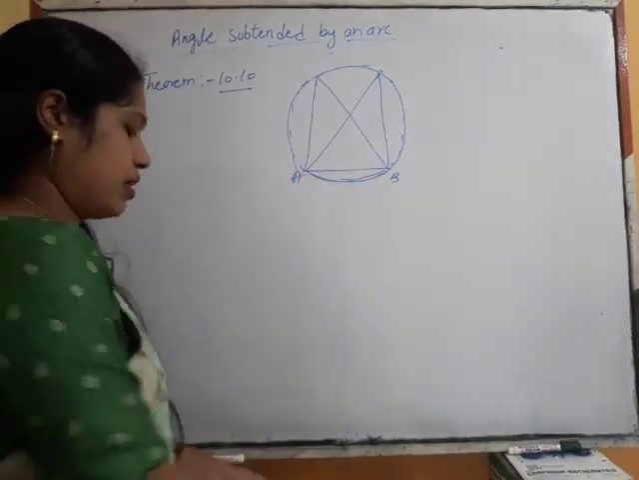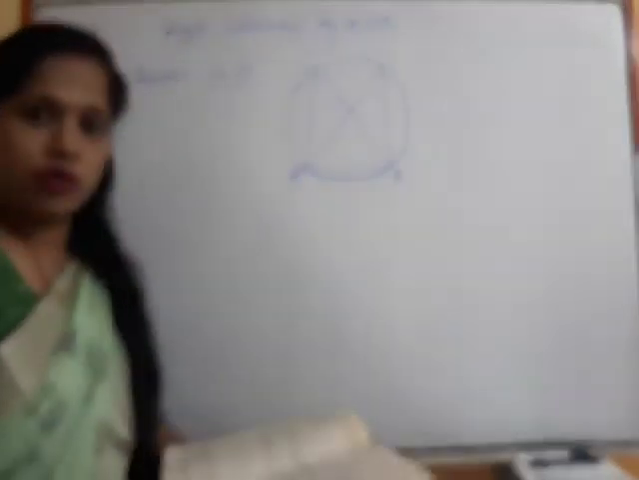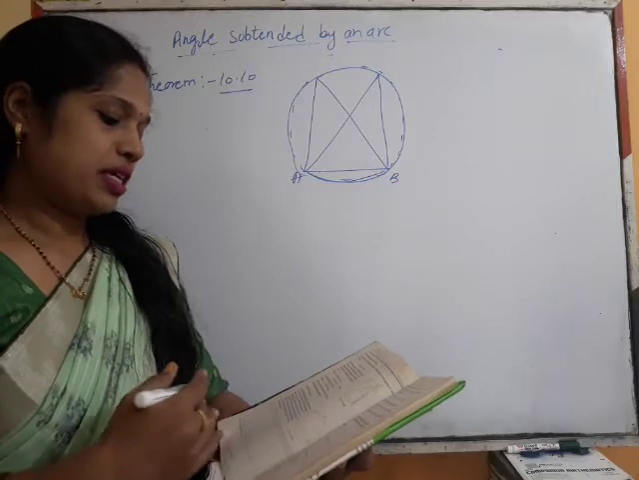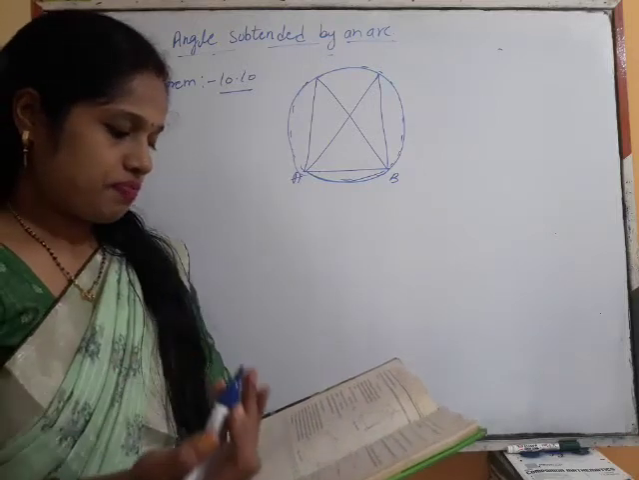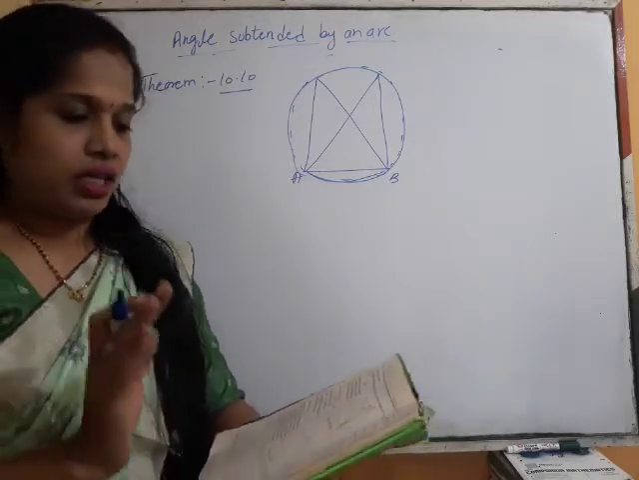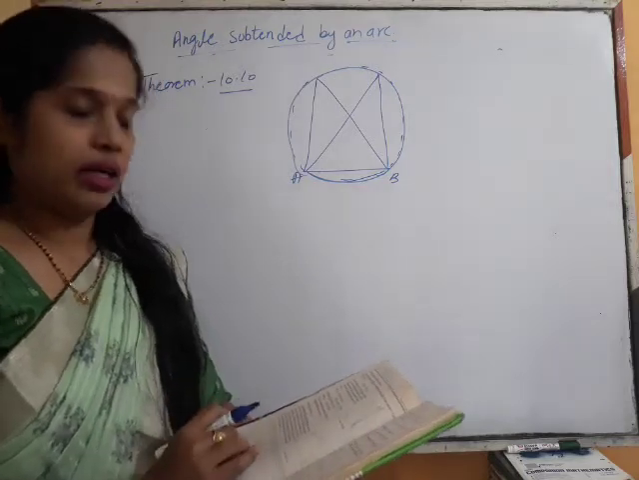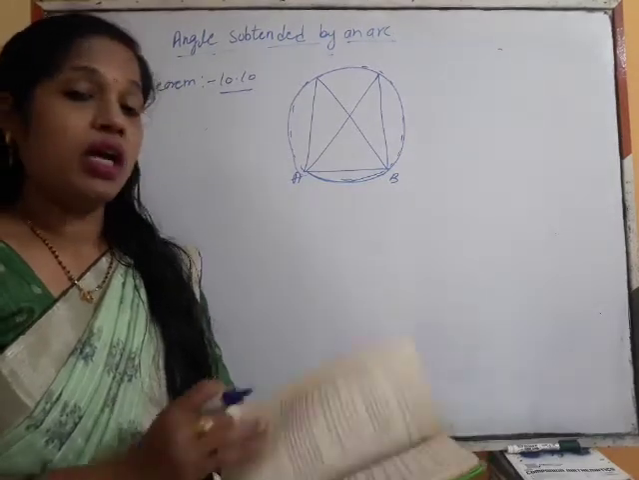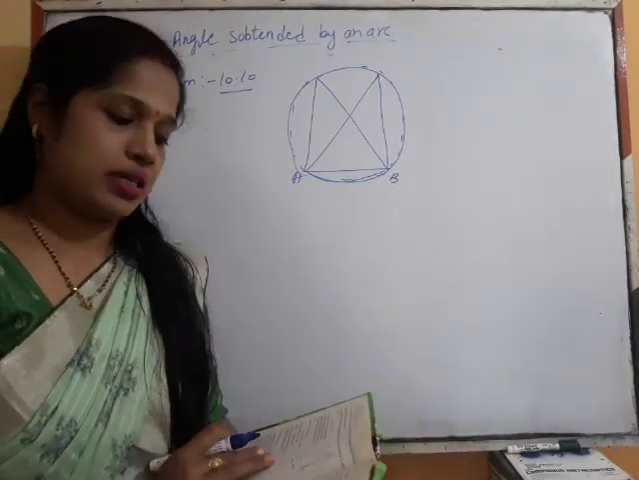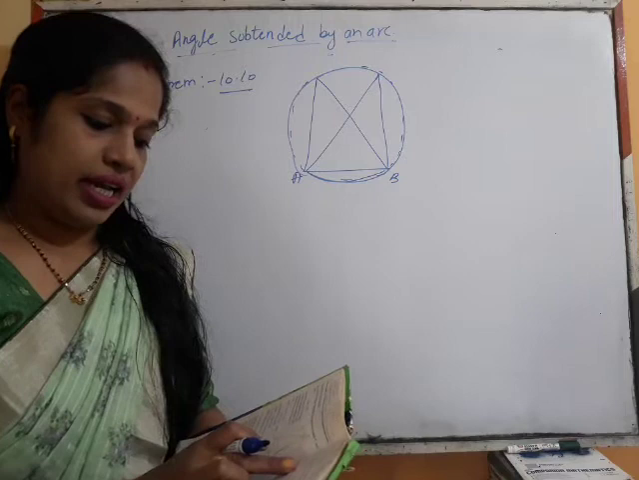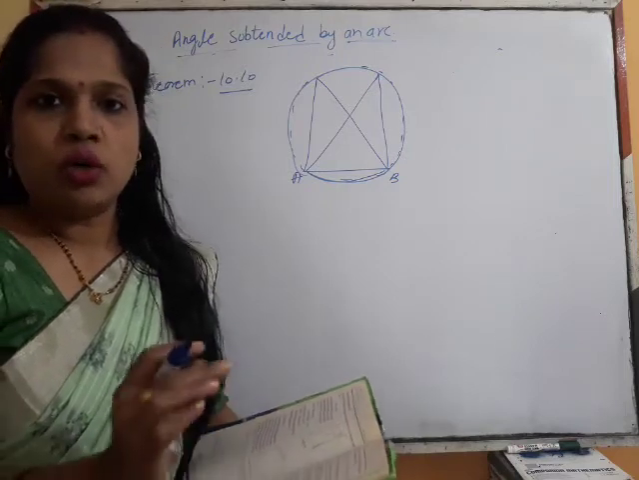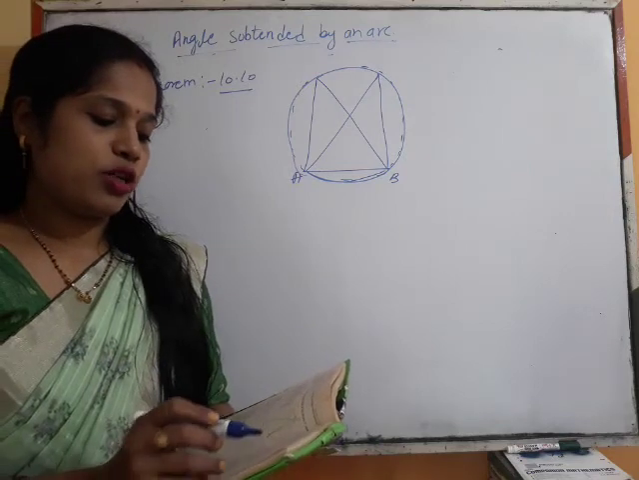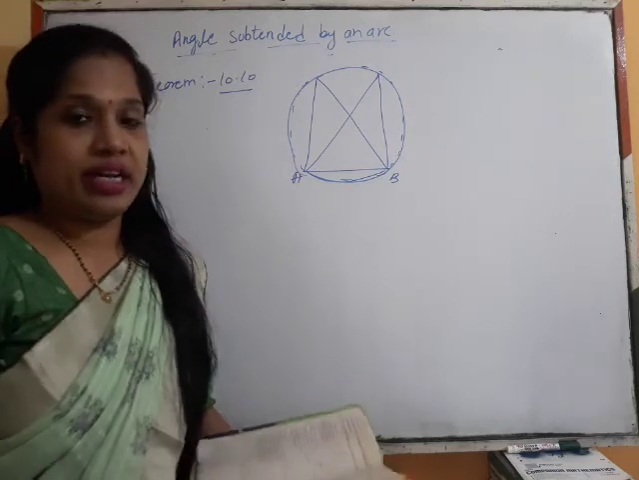This is an important theorem for cyclic quadrilaterals. So all the four points are concyclic, that means they lie on the circle. Now theorem 10.11. The proof is not there, you only need to understand the statement. The sum of either pair of opposite angles of a cyclic quadrilateral is 180 degrees.